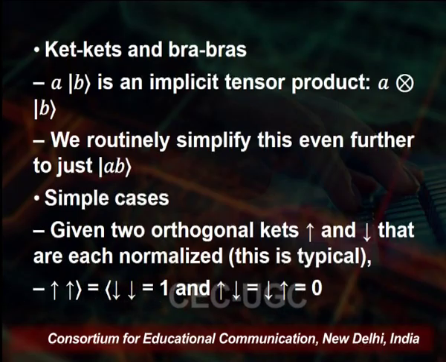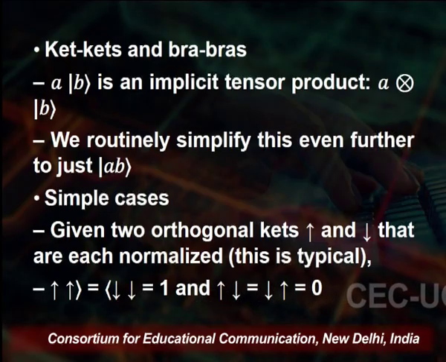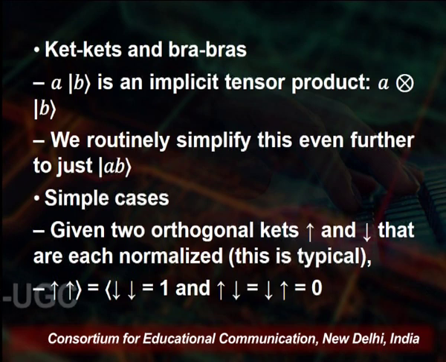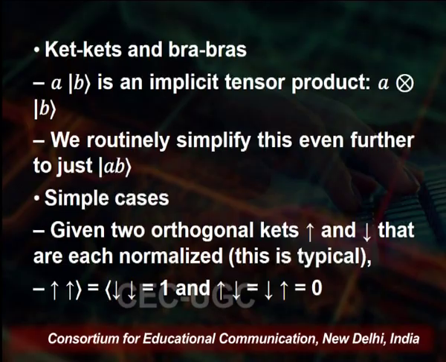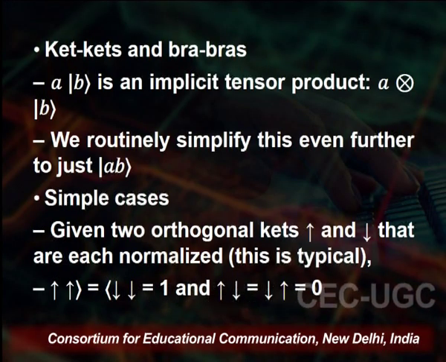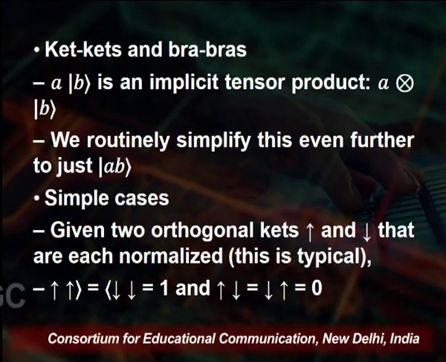Given two orthogonal kets, one up and another down, that are each normalized, they can typically be written with the inner product of up with up equal to 1, and up with down equal to 0, and down with up equal to 0. So these are the 1 and 0 qubit system taken from the bra and ket. We have two orthogonal kets, one up and one down, each normalized, and typically written as both up, both down, which is the one.